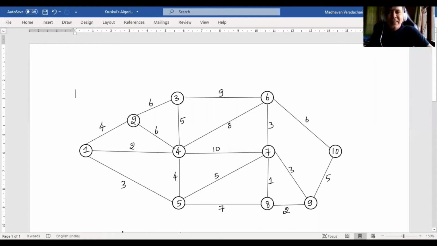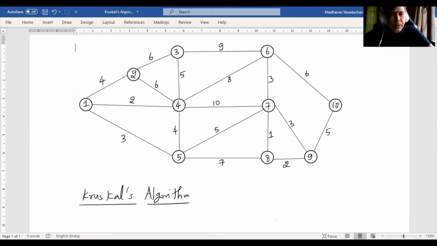Hello everyone. In this session, we'll understand how we find a minimum spanning tree using Kruskal's algorithm. The network diagram shown here is the same network diagram we had earlier solved using Prim's algorithm. We are going to use the same network and find out the minimum spanning tree. So, Kruskal's.